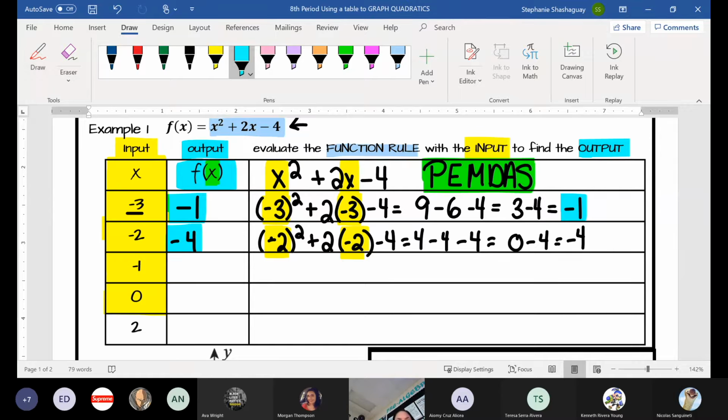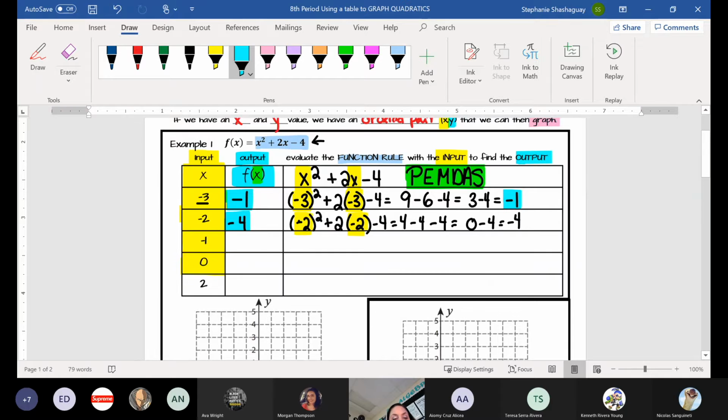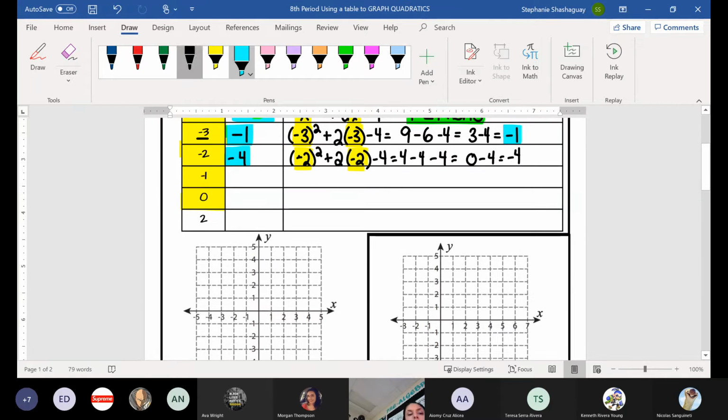All right, we have 2 points so far. We have negative 3, negative 1, and we have negative 2, negative 4. So I'm going to go graph these 2 points. So looking at my graph, I have negative 3 and negative 1. That's right here, and I can label that negative 3, negative 1. Negative 3 is my x value here on my x-axis. Negative 1 is my y value on my y-axis.